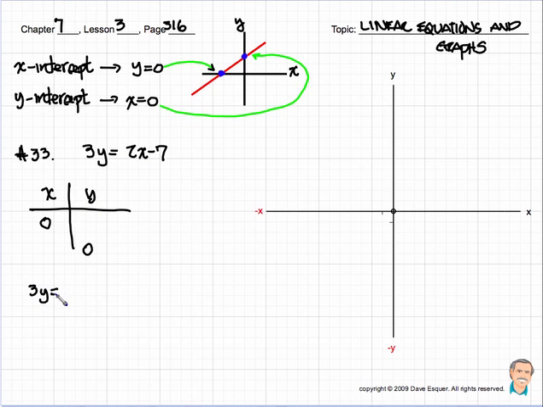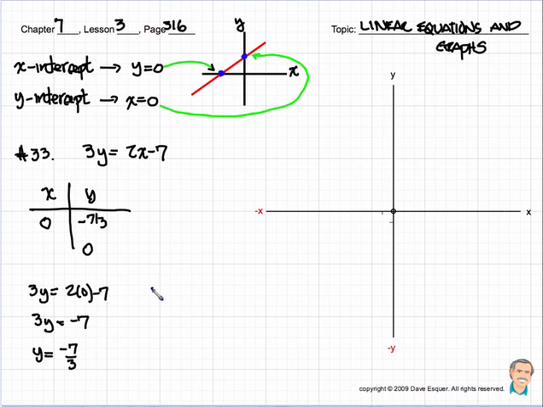x is 0. So we have 3y is equal to 2 times 0 minus 7, or 3y is equal to negative 7. 2 times 0 is 0. Or dividing both sides by 3, y is equal to negative 7 over 3. So let's put that in here, negative 7/3. Let's try this second one.